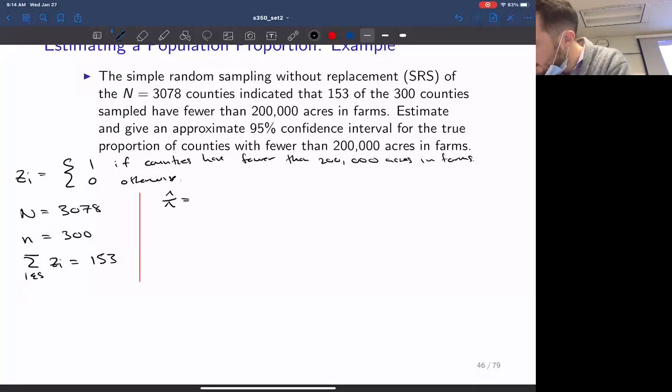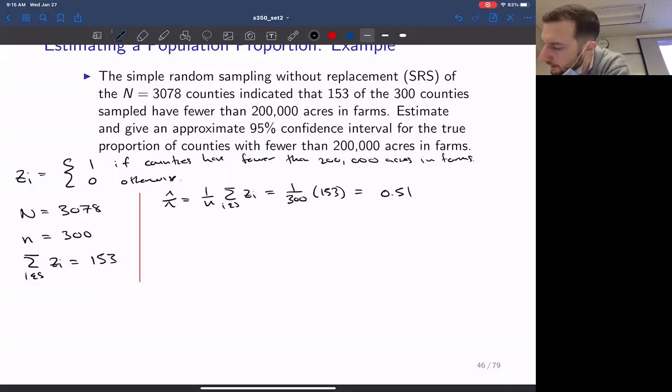From this, we can show pi hat is equal to 1 over n times the sum over i in s of zi, which is going to be 1 over 300 multiplied by 153, which is 0.51.